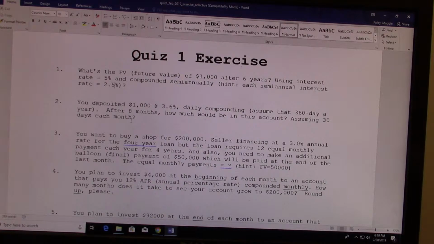The $1,000 you deposited now should be the present value. Payment, PMT, here should be 0. The question is asking for future value. This is the first question.